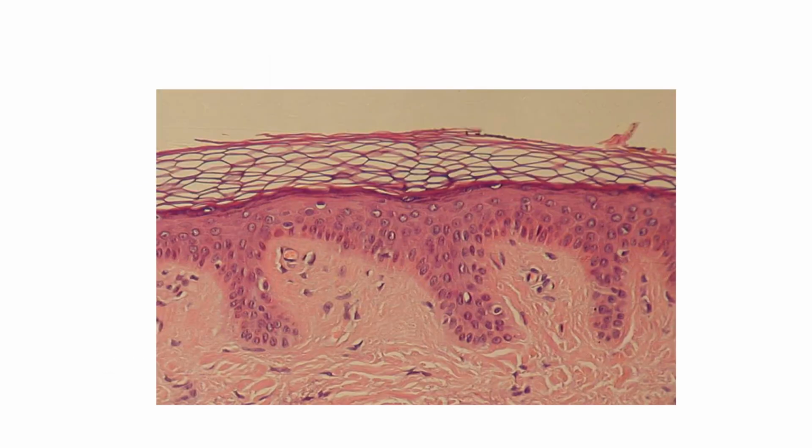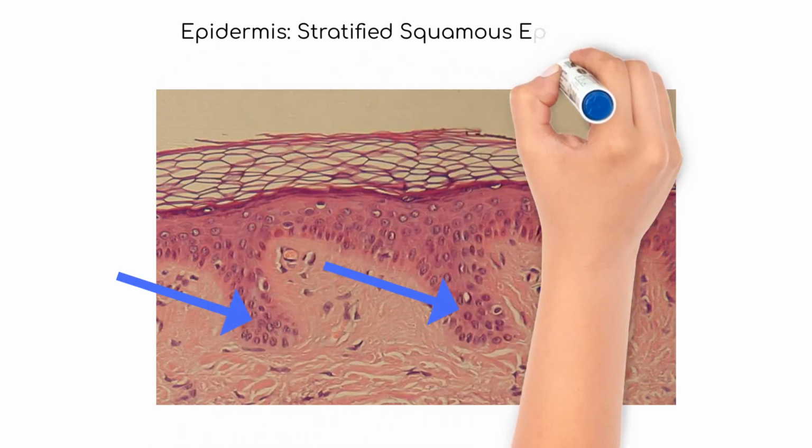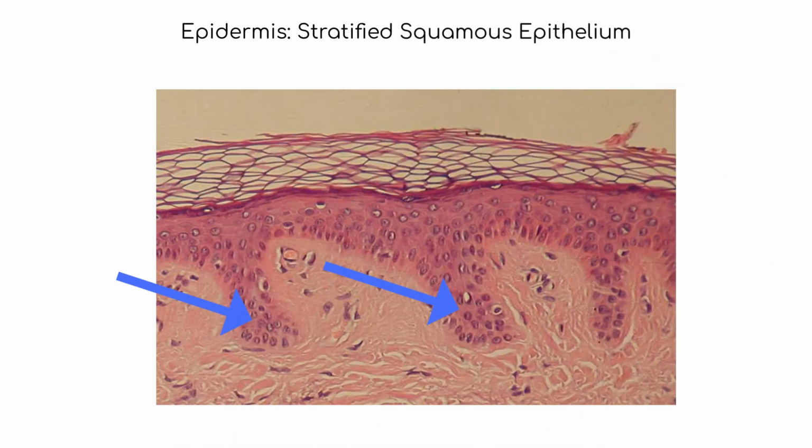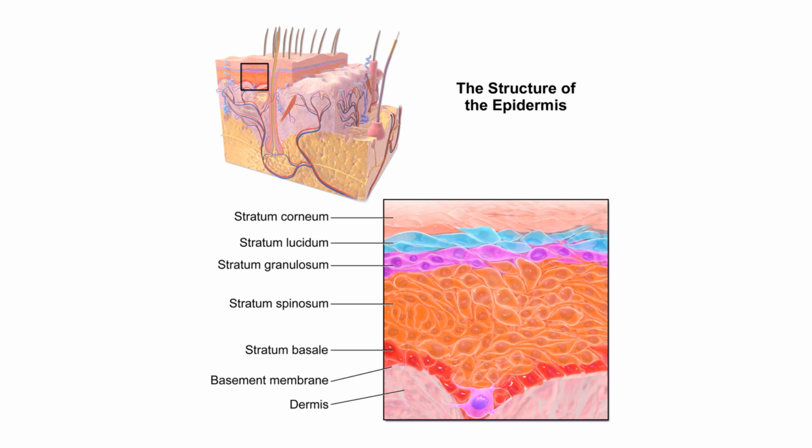You can see how the epidermis connects to the dermis by way of these wavy dermal papillae. The epidermis consists of stratified squamous epithelium in which the cells are larger at the bottom of the layer and then become thin and flattened as they move toward the top. The epidermis consists of layers called strata. The most superficial layer is the stratum corneum.